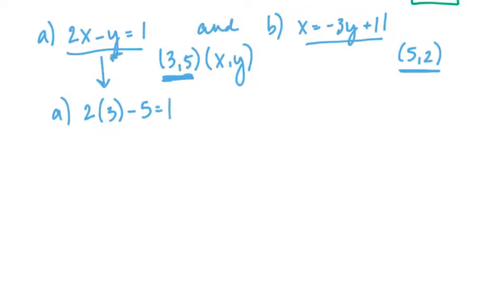And then if I solve this, this becomes 2 times 3, which is 6, minus 5. And in fact, 6 minus 5 is 1. And that does in fact equal 1. So now that I got to this point at the very end, I can say that is in fact true, that (3, 5) was a point that satisfied this equation.